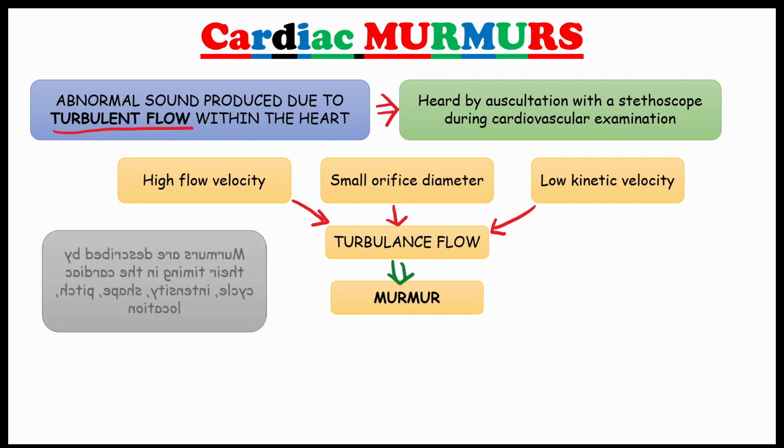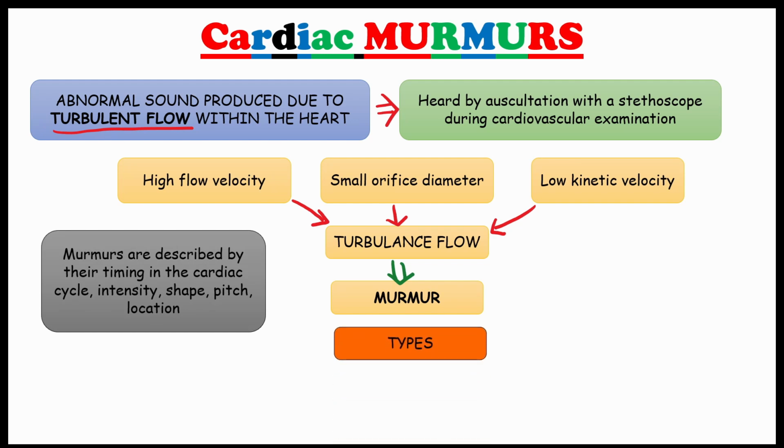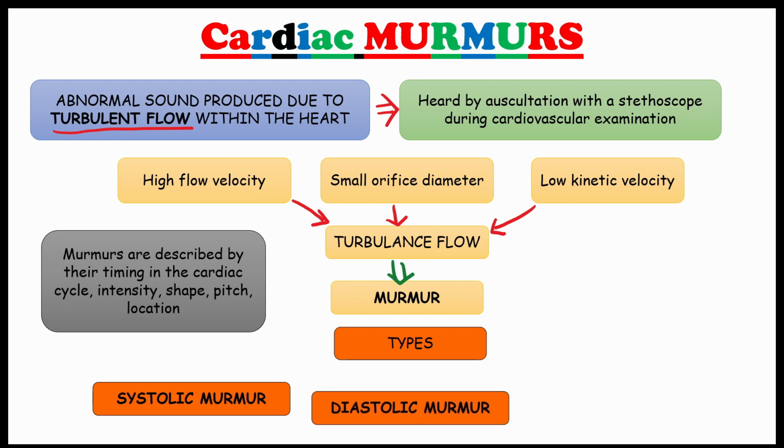Okay, what to check? We will check the length, intensity, shape, pitch and location of the murmur. Generally, there are three types of murmur. The first is systolic murmur. These murmurs are heard in systolic phase in between S1 and S2. And the second is diastolic murmur. These murmurs are heard in diastolic phase, which means in between S2 and S1.